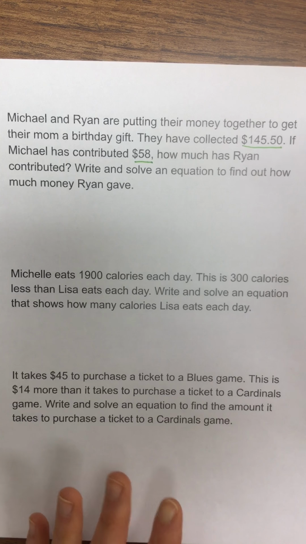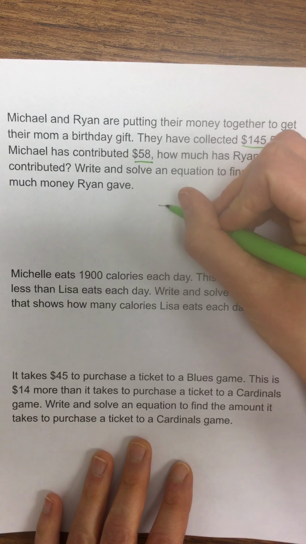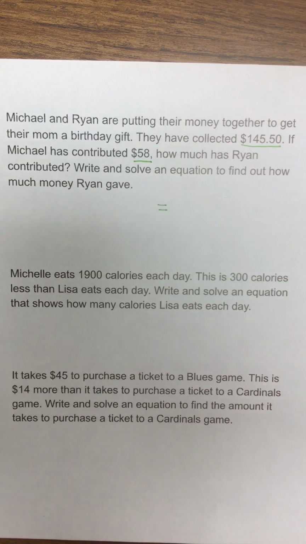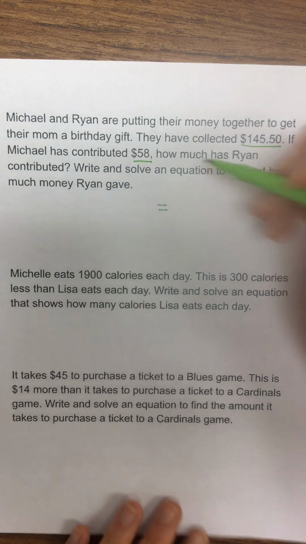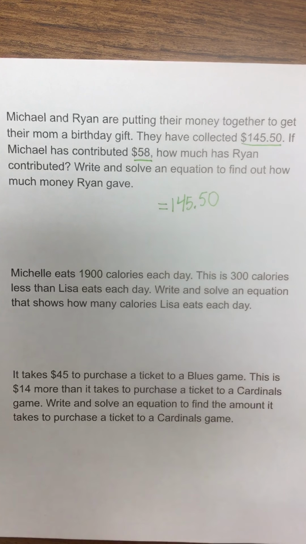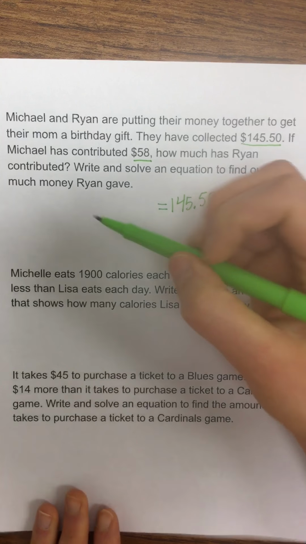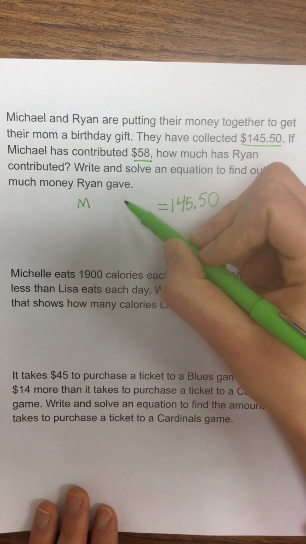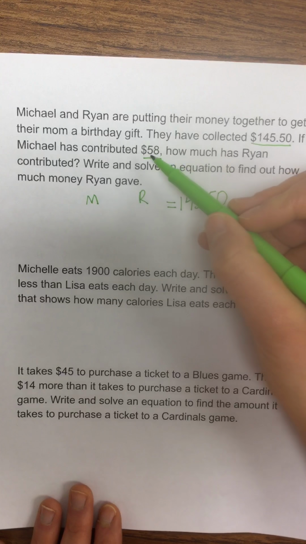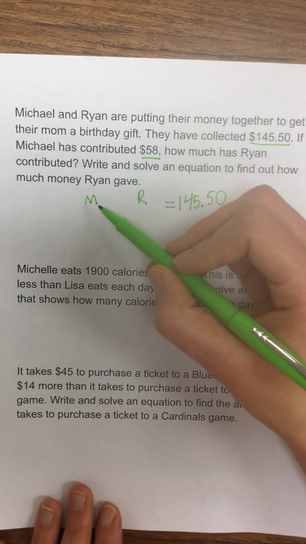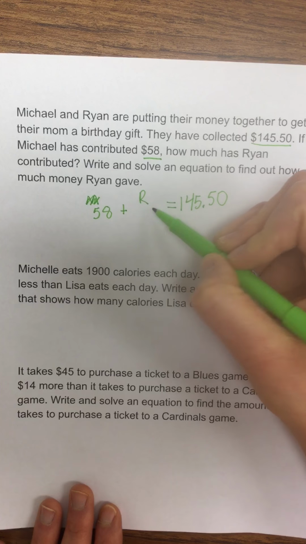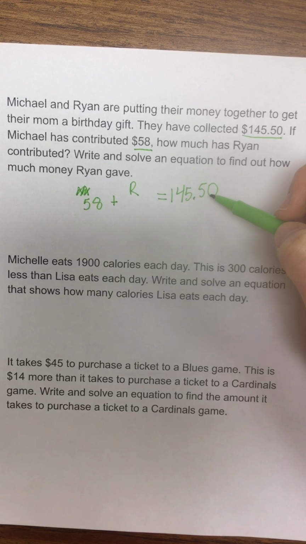There's a couple ways you want to look at this. If you know a total, it's probably going to end up being an addition problem, an addition equation. So how you want to look at it is, if I know that total, I will put it on one side as the total, because I know if I add what Michael and Ryan gave, I can get to that $145.50. The only number I know from the problem is that Michael gave $58. So $58 plus whatever Ryan gave is going to get me to the $145.50.